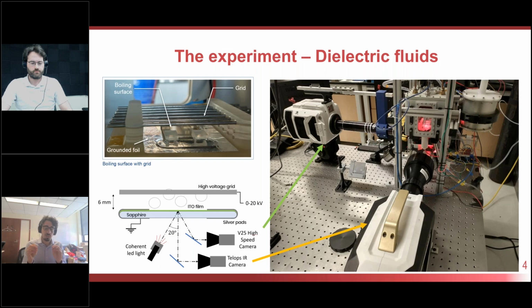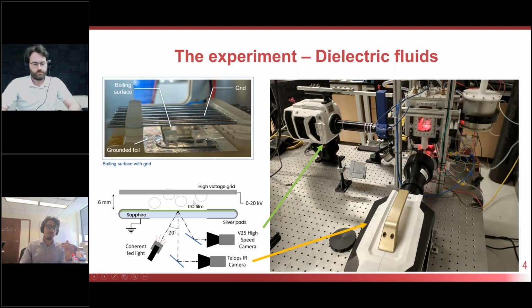And here we are studying the effect of the electric field on the boiling process. To do so, we have this test chamber that you can see here. Inside of this test chamber, you have a heater, which is assembled between one grid and a foil, which is basically the ground. And then the heater, which is the most important part of our experiment, is made by a sapphire slab, a very thin slab of sapphire with ITO and silver pads coated on it.